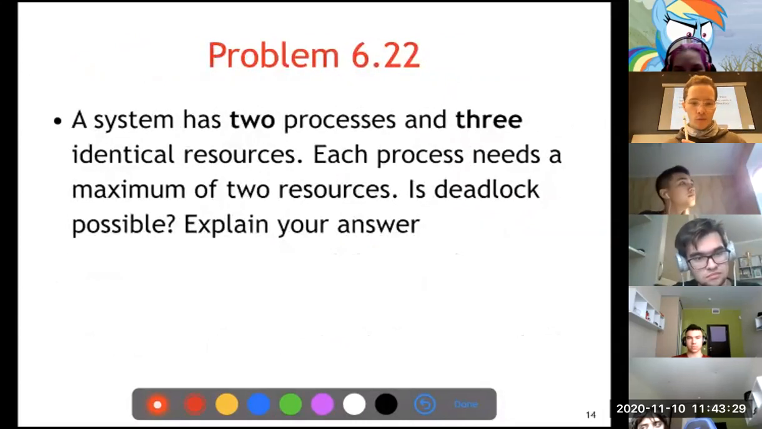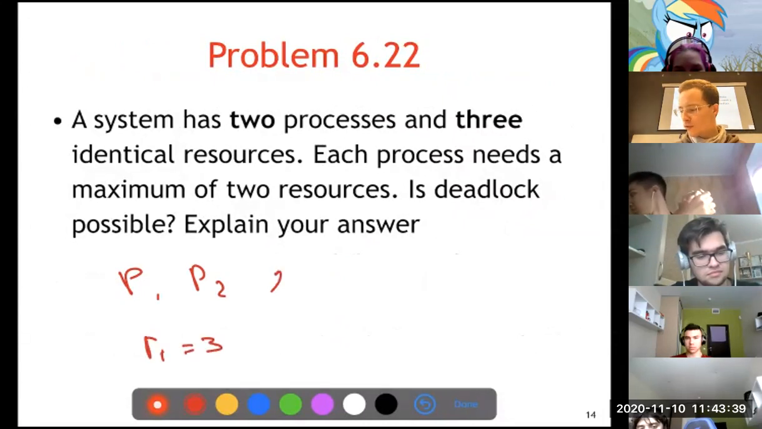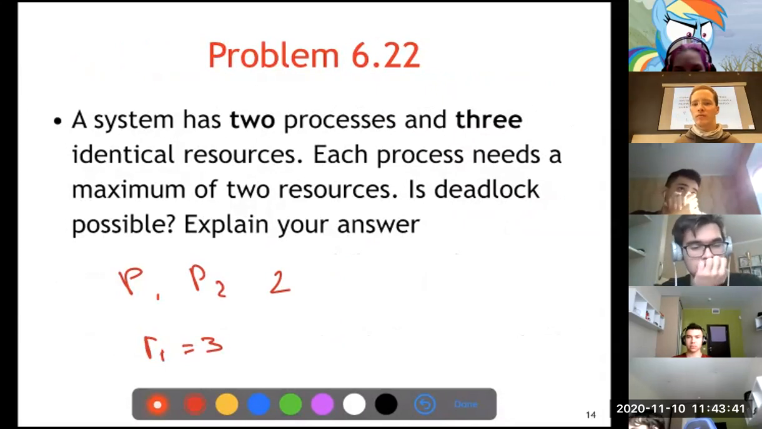If a system has 2 processes and 3 identical resources, and each process needs a maximum of 2 resources, is deadlock possible?